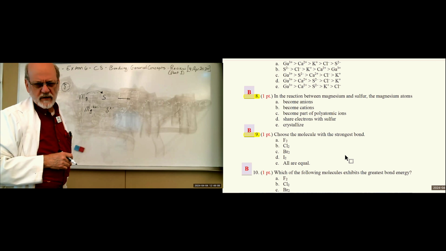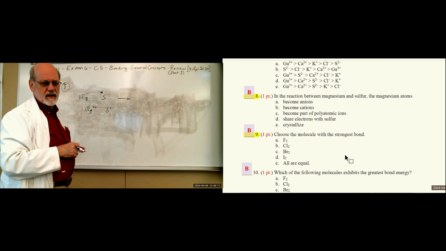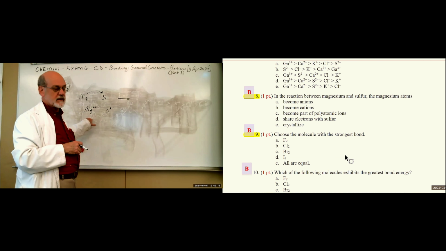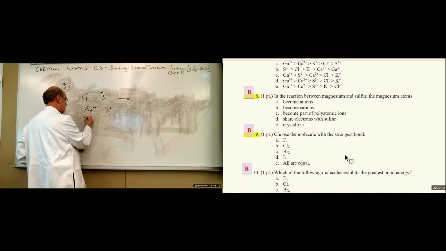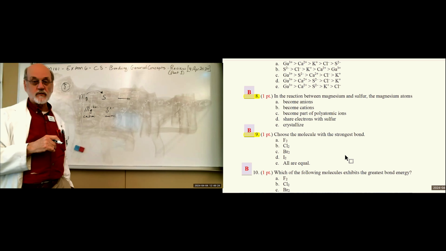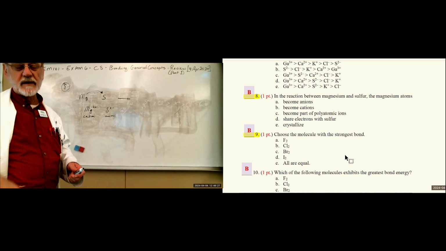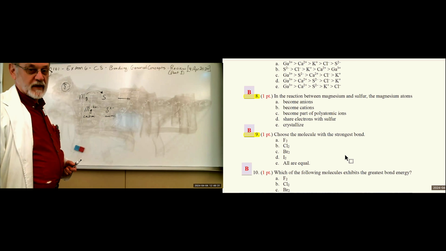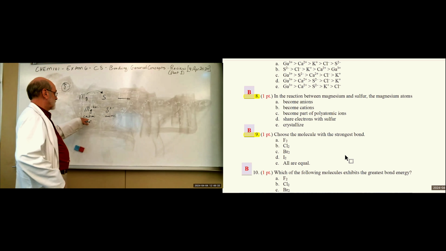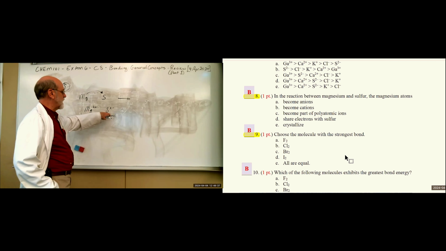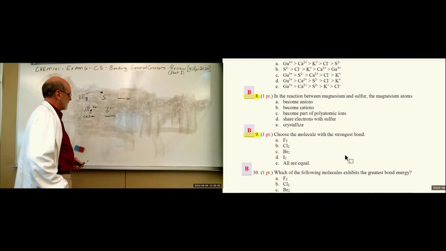So in the reaction, the magnesium atoms become anions. No, cations, excuse me, cations. This is a cation. This is an anion. Right, so that answer would be B, become cations. They don't form polyatomic ions and they don't share electrons. The reason they don't share electrons is that sulfur has a much, much higher electronegativity than magnesium.